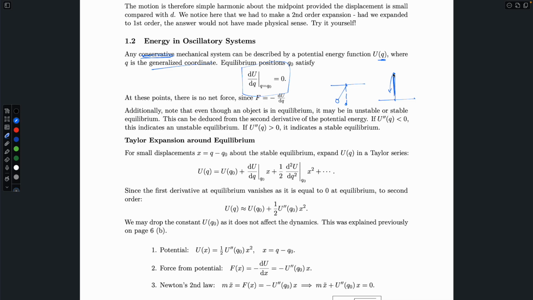If you have a rod, I mean, not a string, if this is a rod, technically this is an equilibrium because it will stay put. But if you push it, it won't come back up. It'll just fall down. So that's unstable.